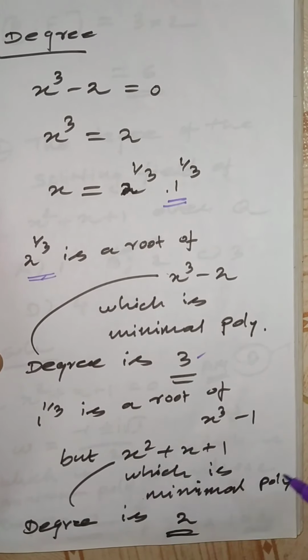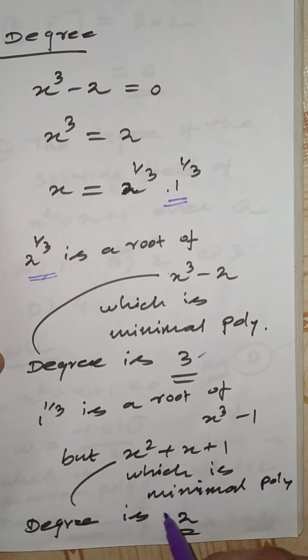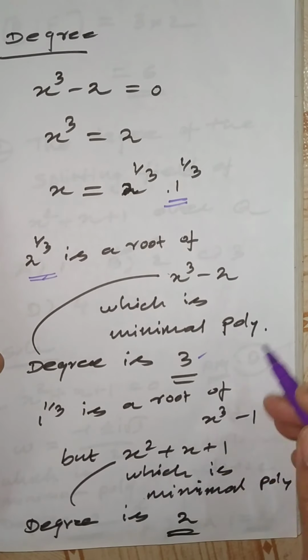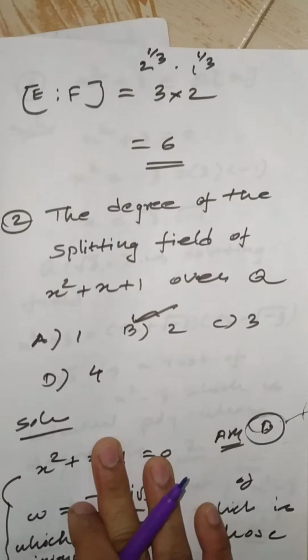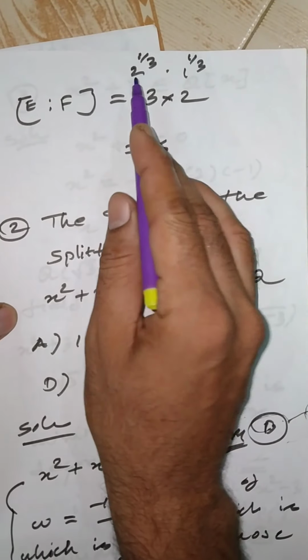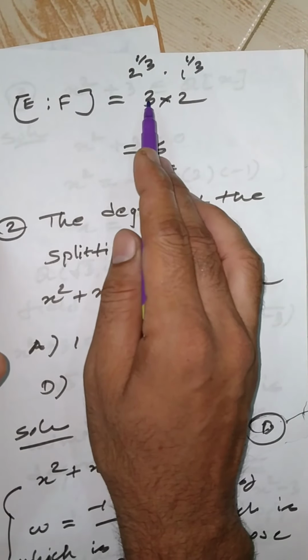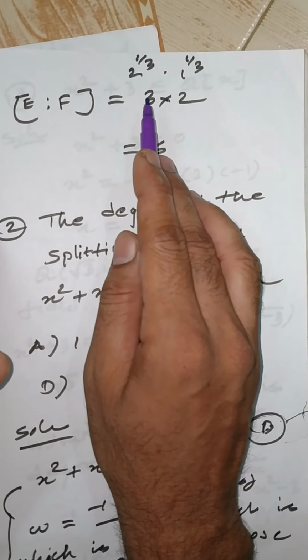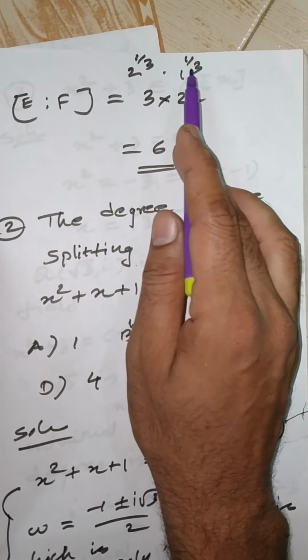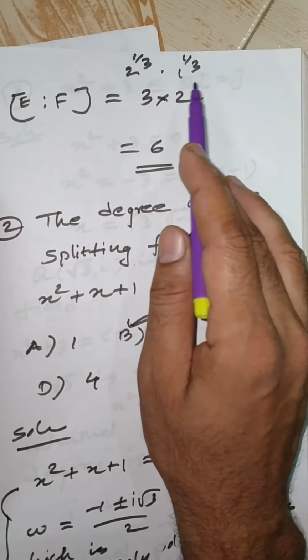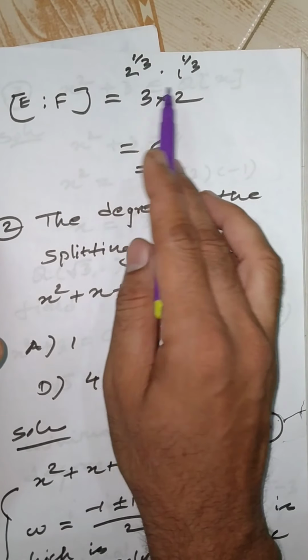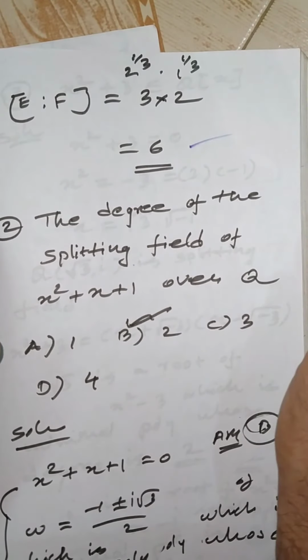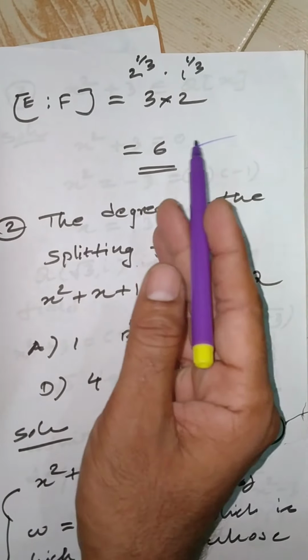So whose degree is 2? So I take 3 here, and here I take 2. Immediately from this we are getting the minimal polynomial of degree 3. From this we get the minimal polynomial of degree 2. So 3 into 2, 6. So this is the degree.